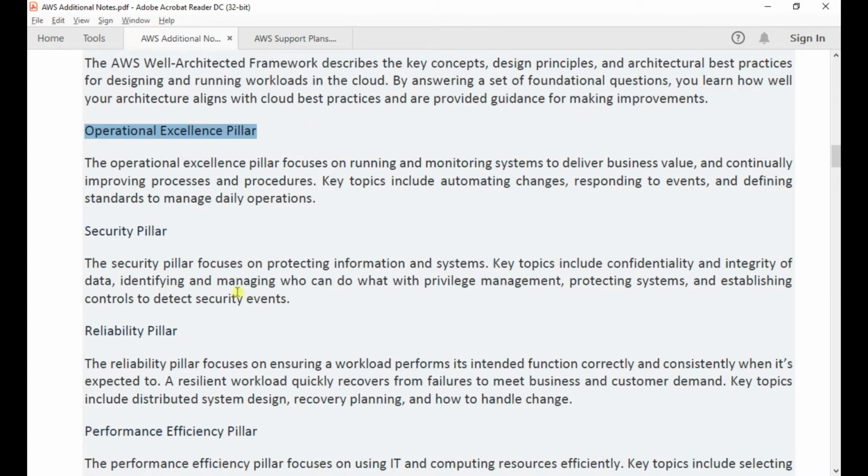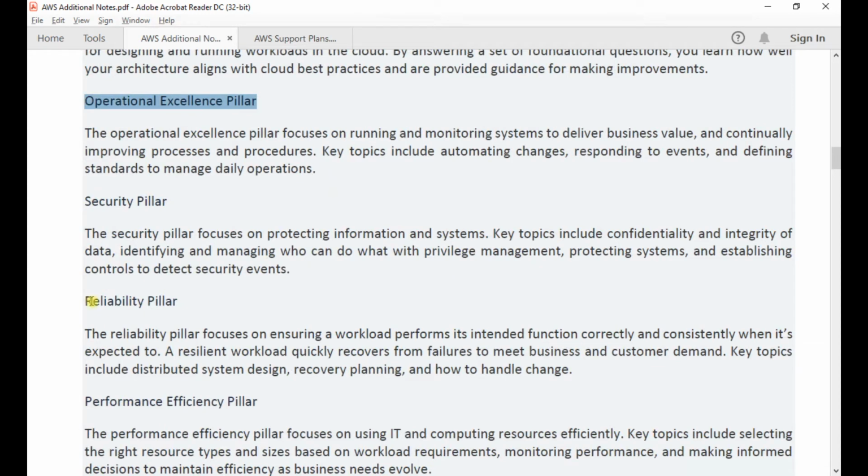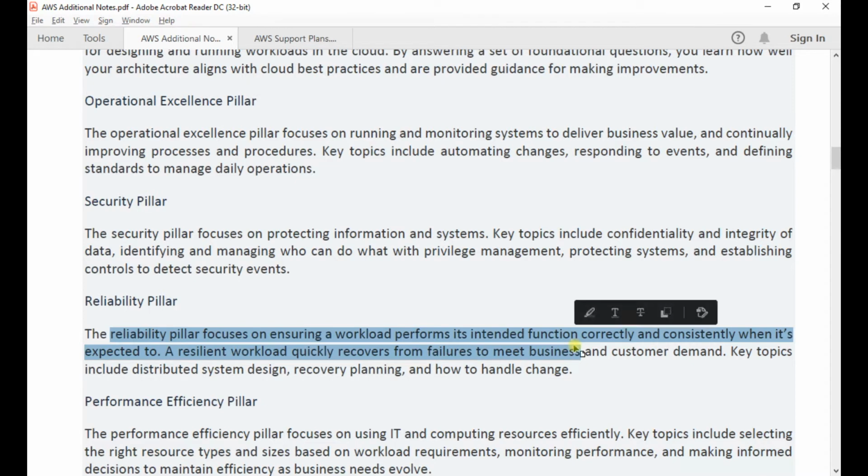So the next one is the reliability pillar. You can see this pillar. This is also very important. The reliability pillar focuses on ensuring the workload performs its intended function. Please remember this one. This is asked in the exam and also in use cases especially.